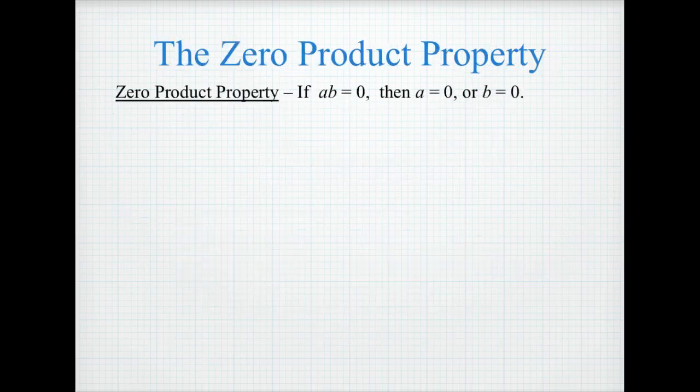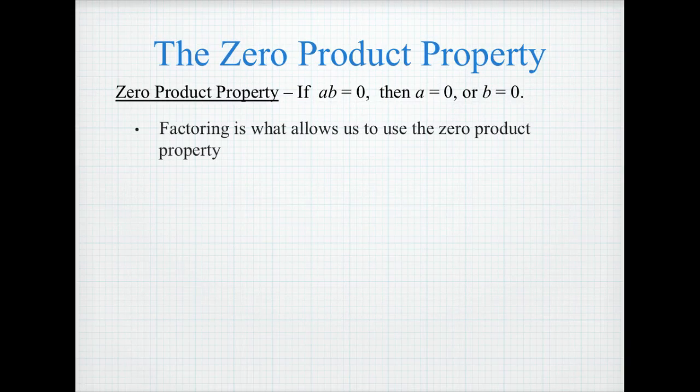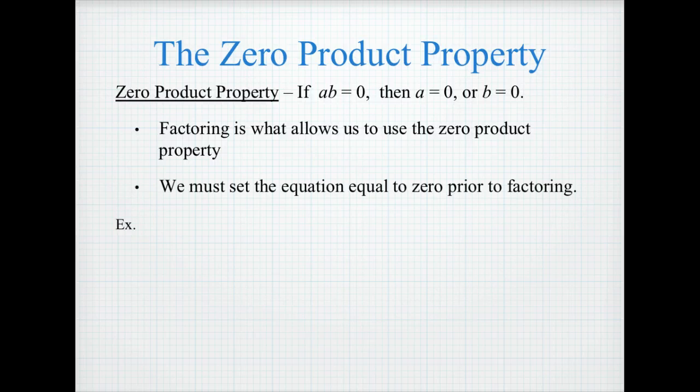The zero product property states that if a times b is equal to 0, then either a has to be equal to 0 or b has to be equal to 0. Factoring is what allows us to use the zero product property, and this method is only available to us when the equation is factorable. The first step when using this method is to set the equation equal to 0.